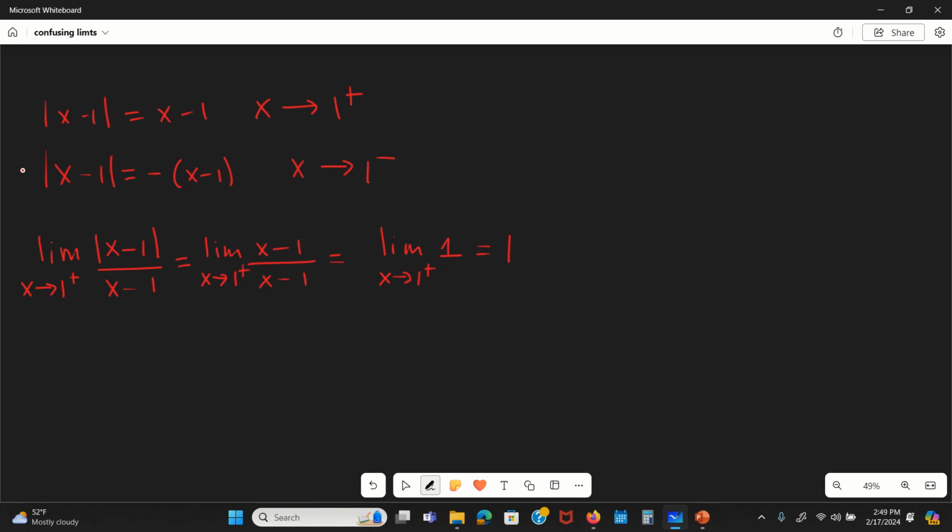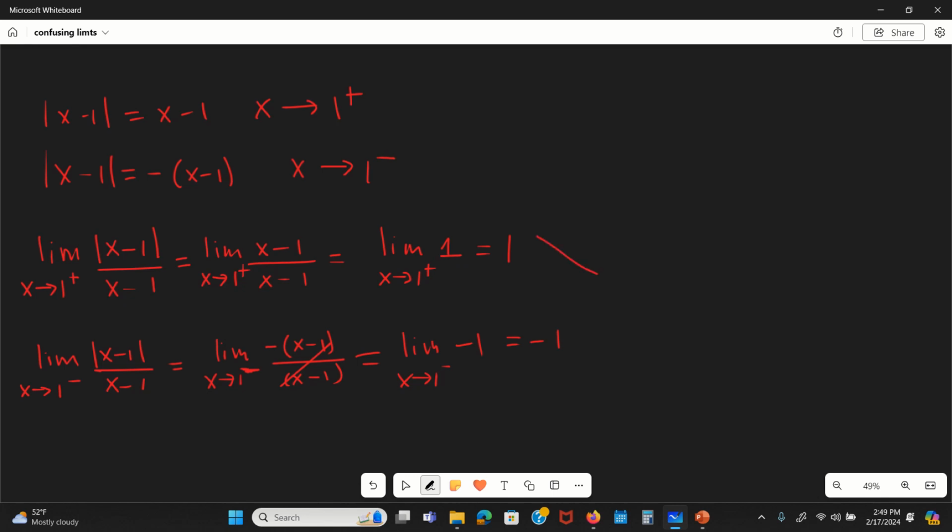Likewise, for the left-hand side limit, we have the limit of the absolute value of x minus 1 divided by x minus 1 as x approaches 1 from the left-hand side is equal to the limit of negative, in parentheses, x minus 1 divided by x minus 1 as x approaches 1 from the left-hand side, which is equal to the limit of negative 1 as x approaches 1 from the left-hand side, and that is equal to negative 1.